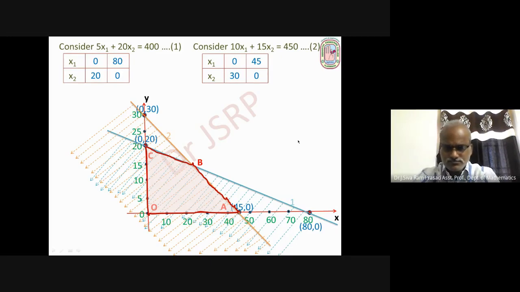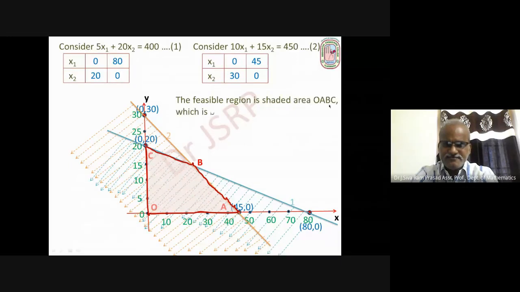So the feasible region is the shaded area OABC, which is bounded. Bounded means it can be inscribed in a circle of finite radius. The feasible region is the shaded area OABC, which is bounded. Now identify the coordinates of these extreme points.